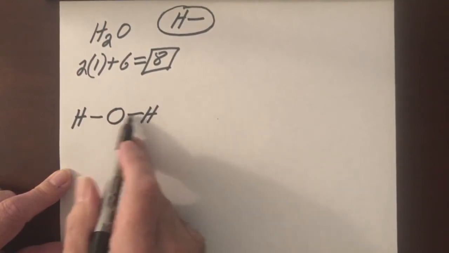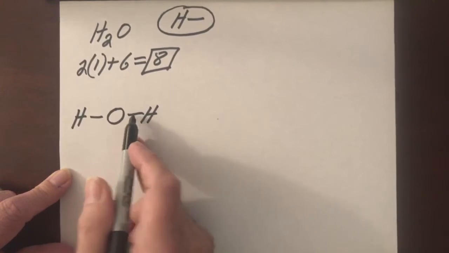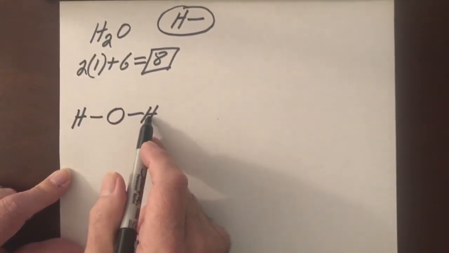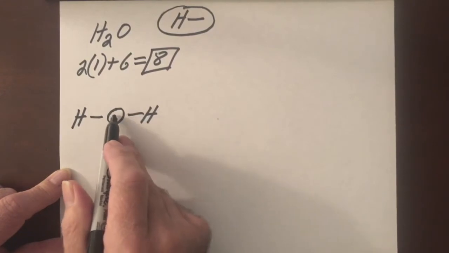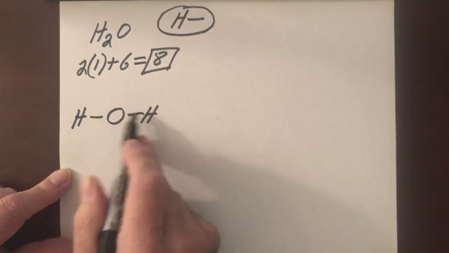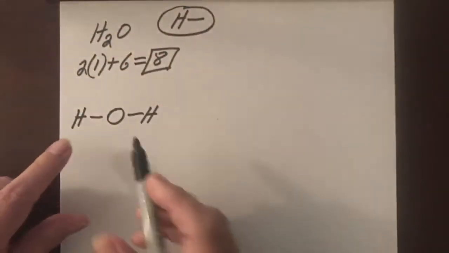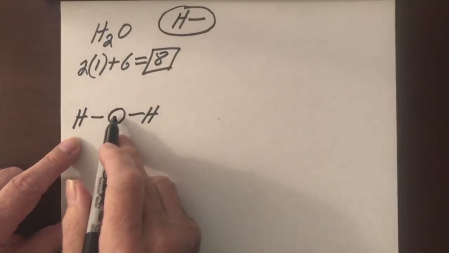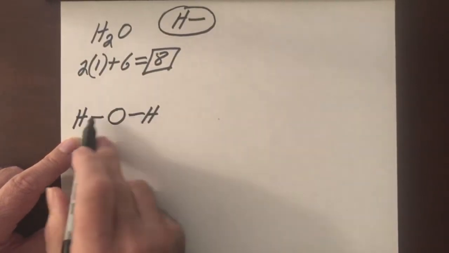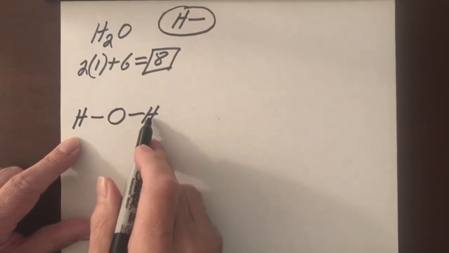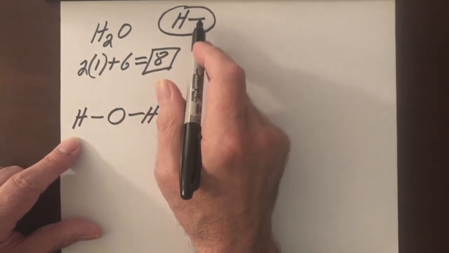Now remember, the dash here represents a sharing of electrons. You have a half-filled s orbital from the hydrogen, and you have a half-filled p orbital from the oxygen. And those 2 half-filled orbitals merge together to share electrons to form a covalent bond. Oxygen has 2 half-filled p orbitals, and so it can have 2 bonds, whereas hydrogen only has the 1 half-filled s orbital, so hence it can only have 1 bond.